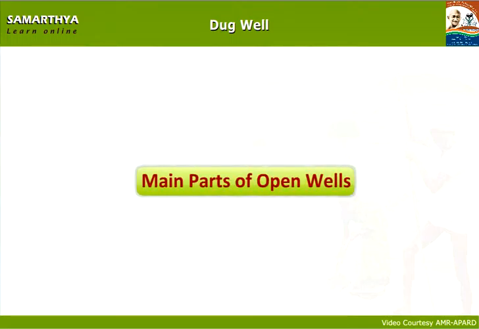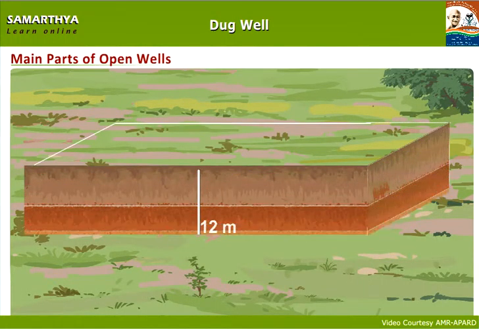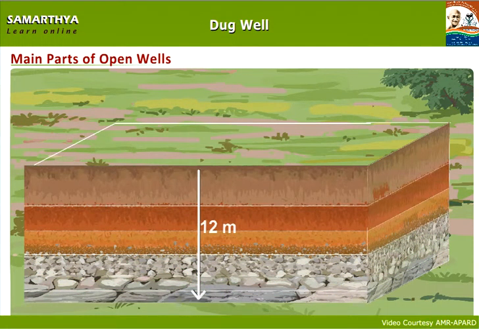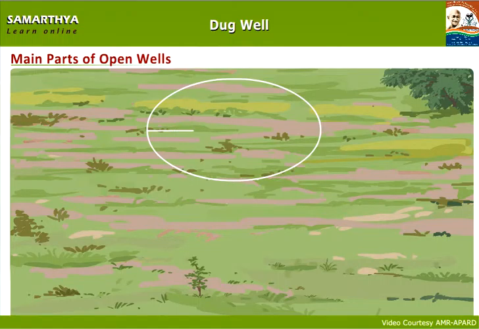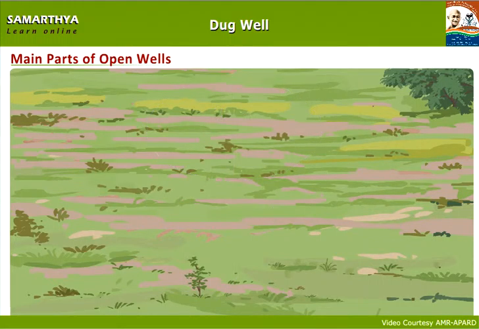Main parts of open wells. Generally, soil layers in the lands are as shown in the map, but these layers change from place to place. If we take a diameter of open well as 8 meters and a depth of open well as 12 meters, soil layers of open well will be as below.